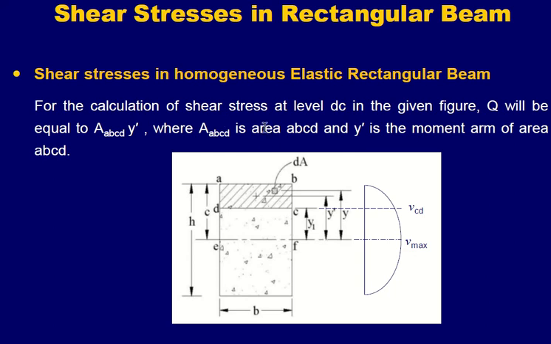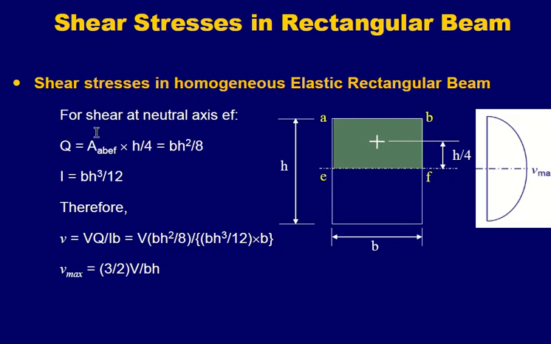So for the calculation of shear stresses at level DC, for example, this is level DC, in the given figure, Q will be equal to the area of this ABCD as I explained on the previous slide, and the y dash, which is the moment arm of area ABCD, right? For shear at neutral axis EF, this is the neutral axis. So what will be the value of shear force? You can take an area between EF and AB or EF and this edge of the beam. Okay, so either can be taken as Q.